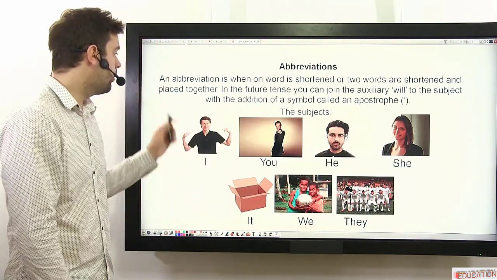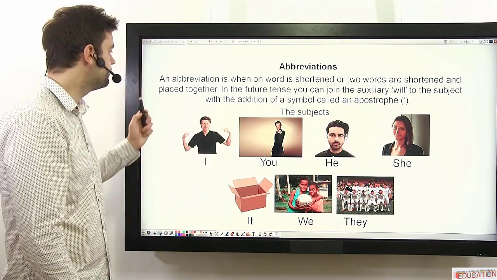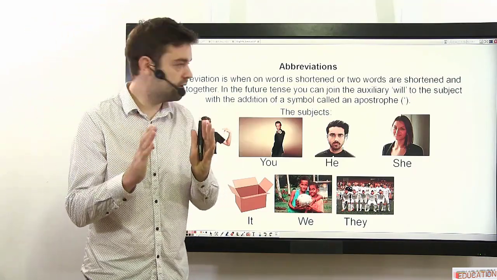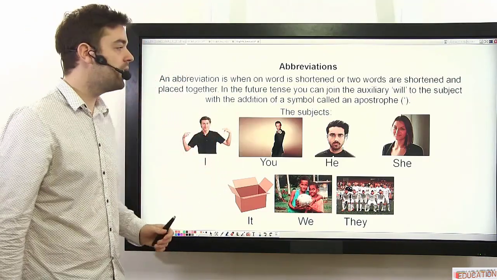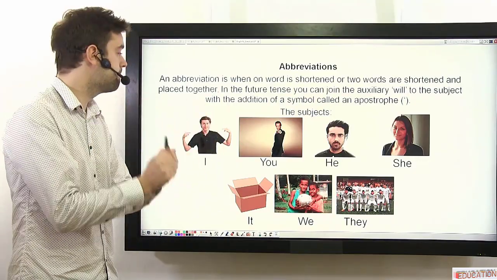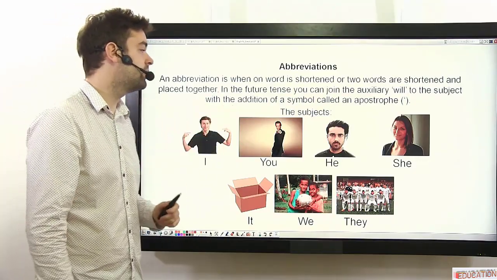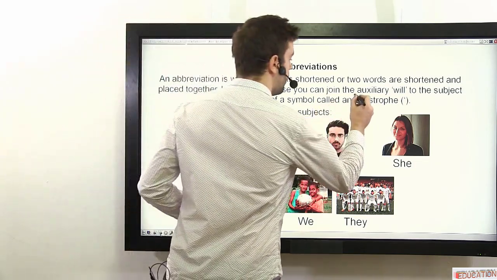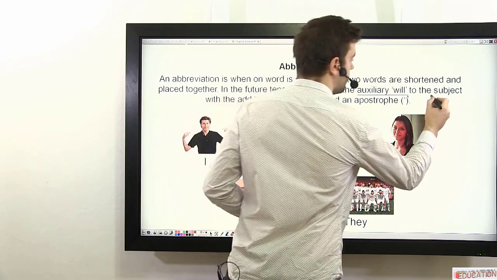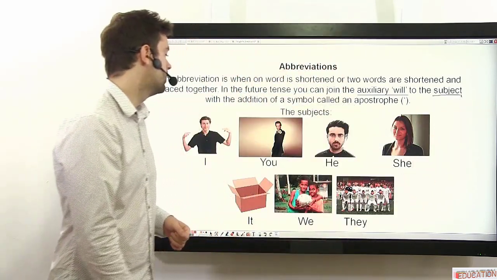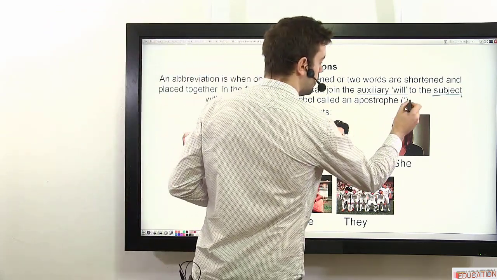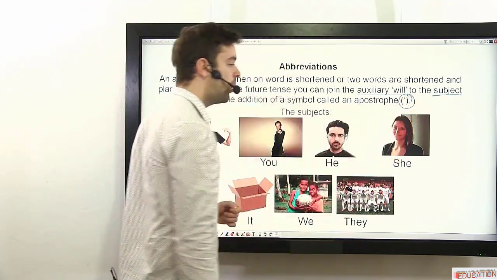Abbreviations. Well, what is an abbreviation? An abbreviation is when one word is shortened, or two words are shortened and placed together. In the future tense, you can join the auxiliary will to the subject with the addition of a symbol called an apostrophe.